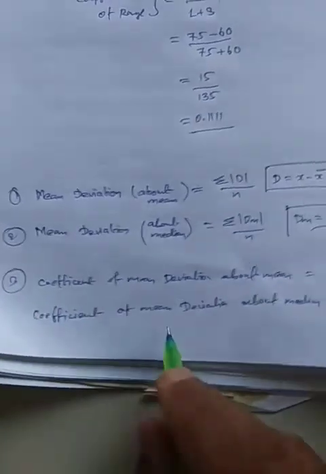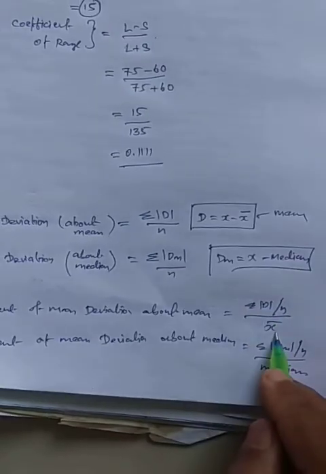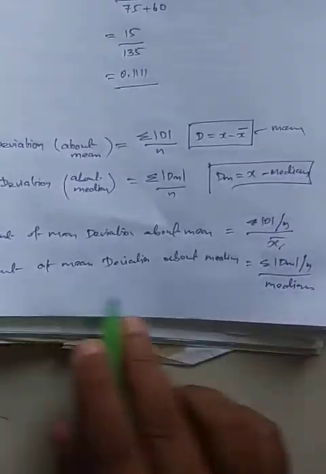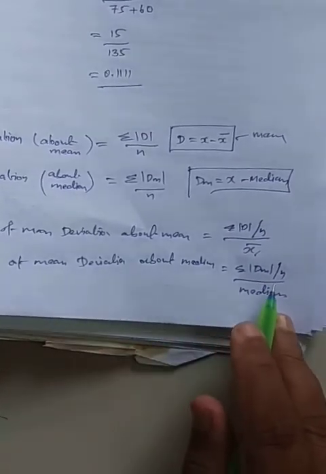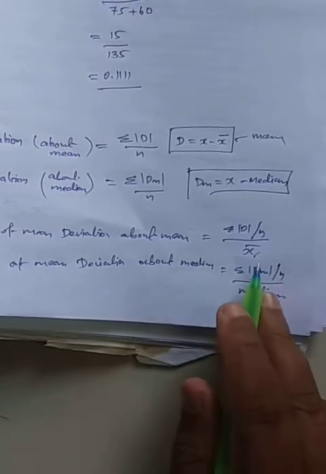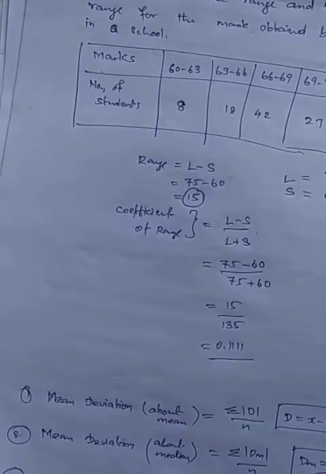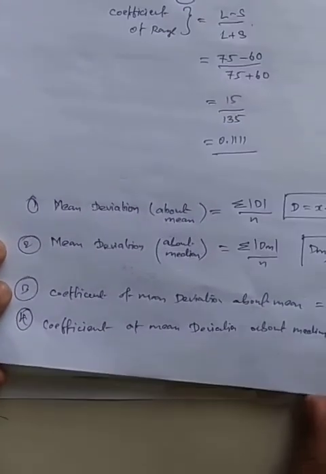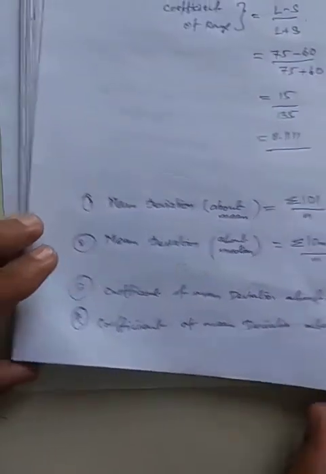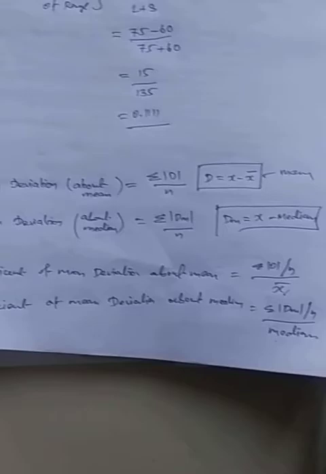And third is the coefficient of mean deviation about the mean: the same mean deviation divided by x bar, the mean. And the coefficient of mean deviation about the median is sigma dm, that is the mean deviation about the median, divided by the median. These 4 things we need to calculate and find. Is it clear? So these are the 4 values we need to find here.